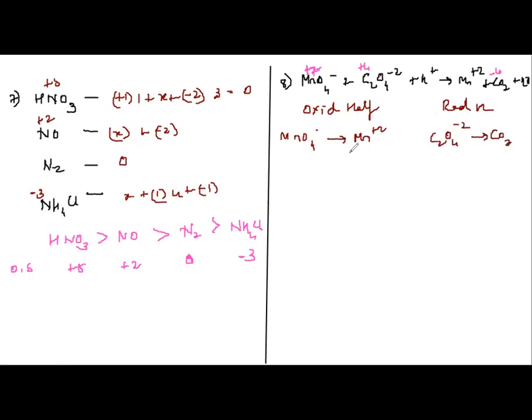Second step, what you will do? You will balance all the atoms except oxygen and hydrogen. So MnO4, Mn plus 2, it is balanced. C2, so what I'll do? C2O4 minus 2, I will write 2 CO2. So atoms have been balanced.